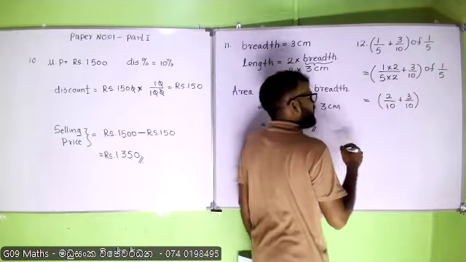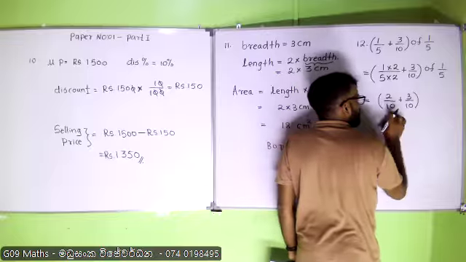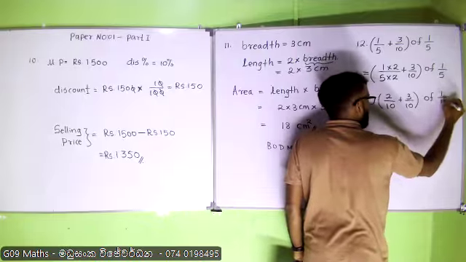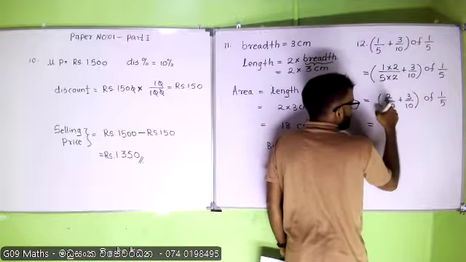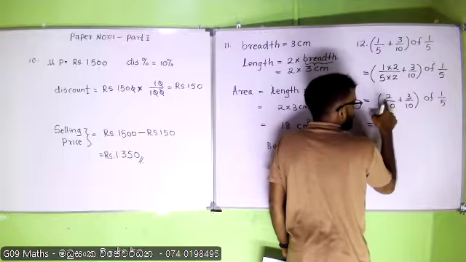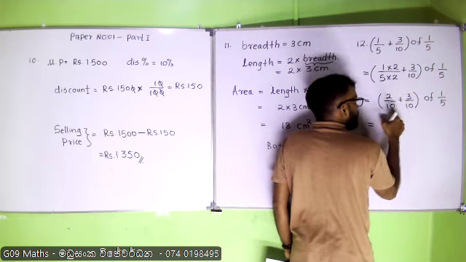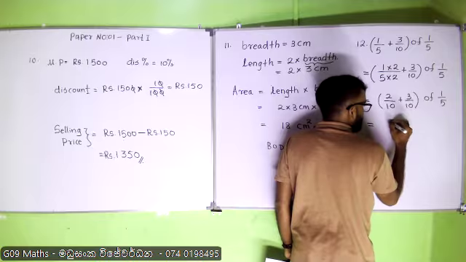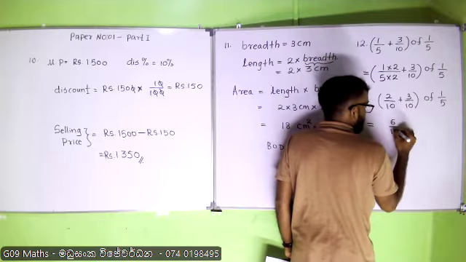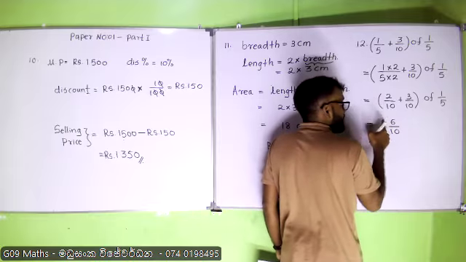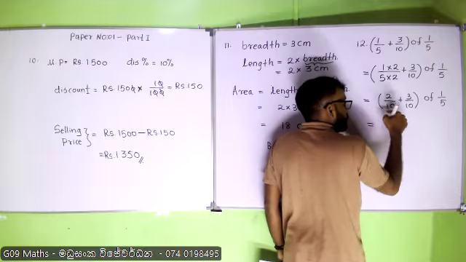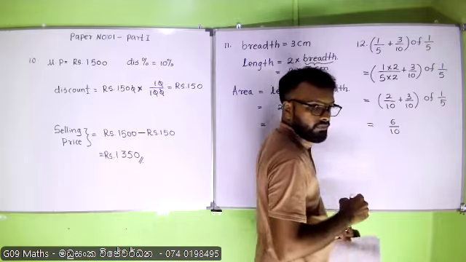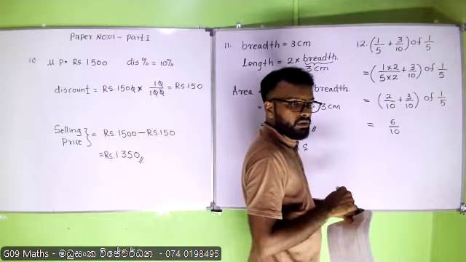Still I have the bracket, and still I have to apply of 1 upon 5. Now the denominators are equal, 10 and 10, so I can add the numerators. 2 plus 3, 5. 5 upon 10. Now I have a single fraction. I am not going to put brackets from here onwards.